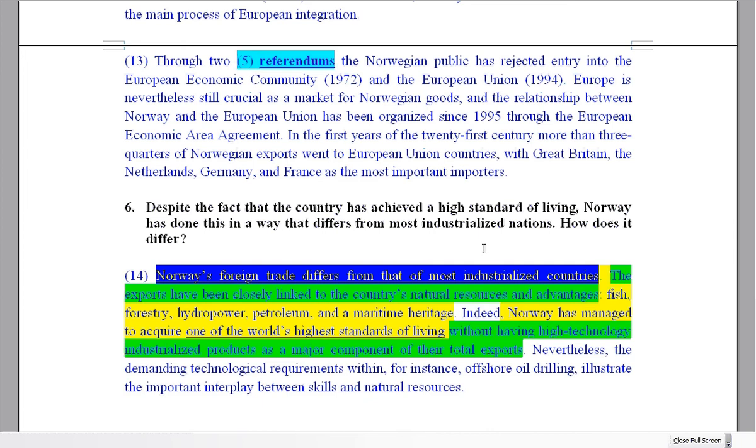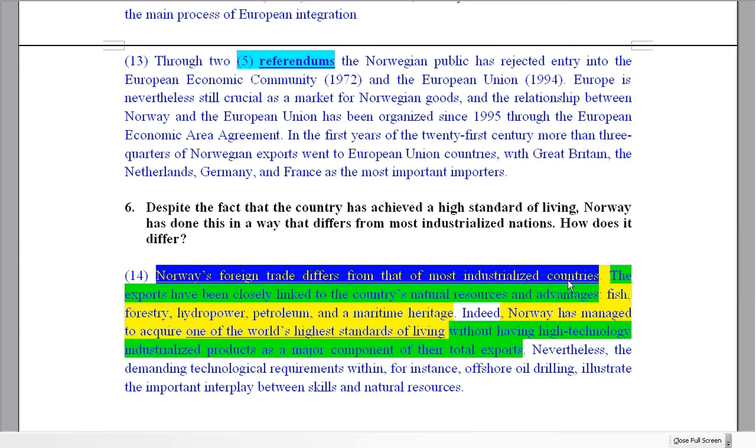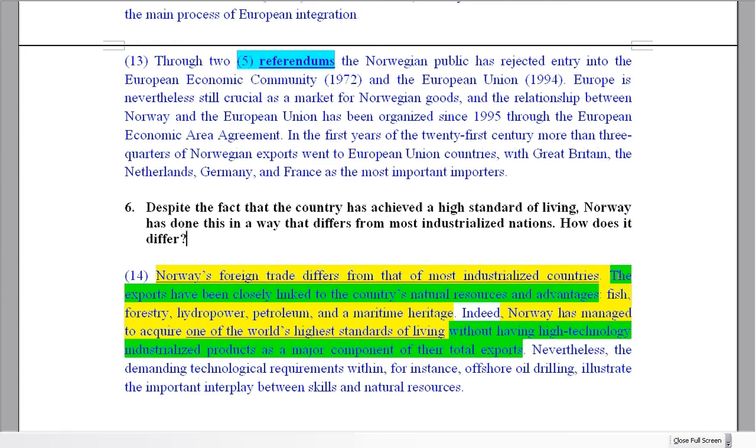Now you might think, oh, that's great, that's the answer. It's not. Look at the question carefully. How does it differ? Norway's foreign trade differs from that. That's very interesting, but that sentence doesn't tell us how it's different. It just tells us it is different. So if you write this, basically you're just repeating the question. You're not answering the question. So keep reading. The exports have been closely linked to the country's natural resources and advantages. See, that's how. This sentence tells you that it is different. This tells you how it's different.